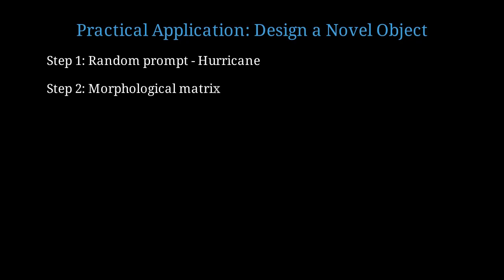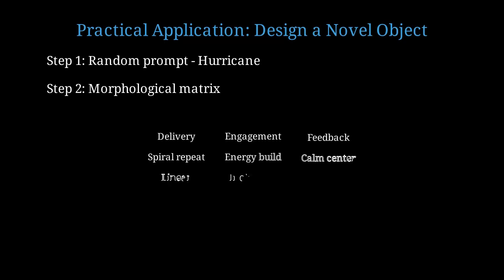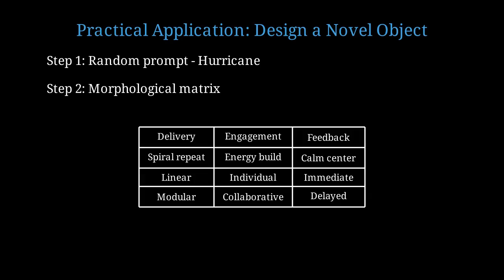Second, create a matrix. Dimensions: information delivery, student engagement, feedback mechanism. Options: spiral curriculum, energy gathering discussions, calm reflection periods. Here's our matrix. We can combine spiral delivery with energy-building engagement and calm center feedback. This gives us a novel concept.